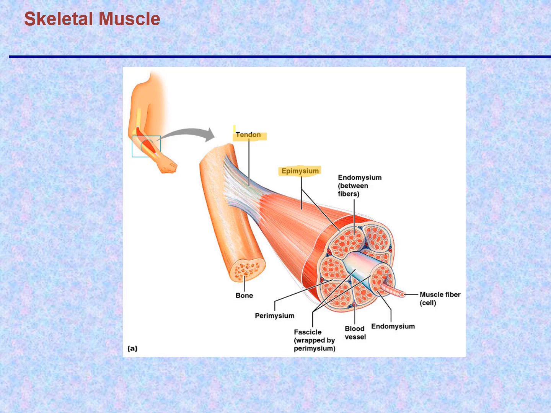And this fascicle is wrapped by a connective tissue layer called the perimysium. Okay, so each of these fascicles is wrapped with a perimysium. And then within each fascicle, you have several different muscle fibers. So each fascicle is a collection, a bundle of muscle fibers. Remember, there are no cells for skeletal muscle.